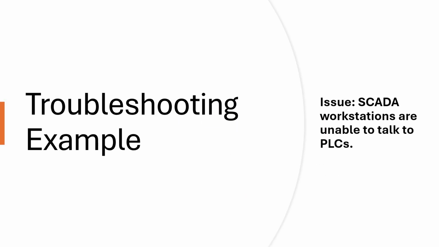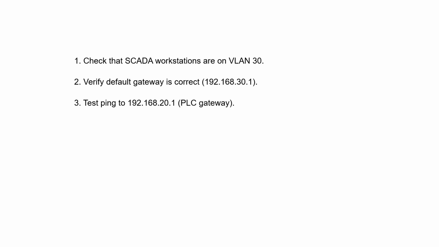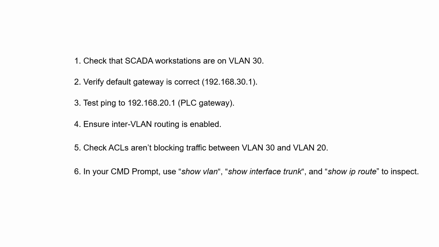A troubleshooting example: SCADA workstations are unable to talk to PLCs. So 1, you want to check that the SCADA workstations are on VLAN 30. 2, verify the default gateway is correct. Let's say you have an IP address of 192.168.30.1, and then do a test ping to that IP address, which is the PLC gateway. Ensure that the inter-VLAN routing is enabled. And then you want to check ACLs aren't blocking traffic between VLAN 30 and VLAN 20. And then in your command prompt, you can use show VLAN, show interface trunk, and show IP route to inspect.